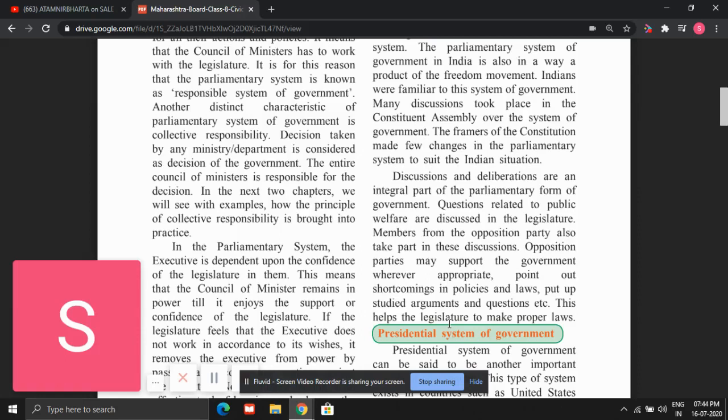They raise questions, and when all the questions are answered correctly and appropriately and both the ruling and the opposition party are satisfied, this helps the legislature to make proper laws. Okay? Such a law will be without any flaw, without any mistake. So the ruling and the opposition party both will work on it, and this will help the legislature to make proper laws.